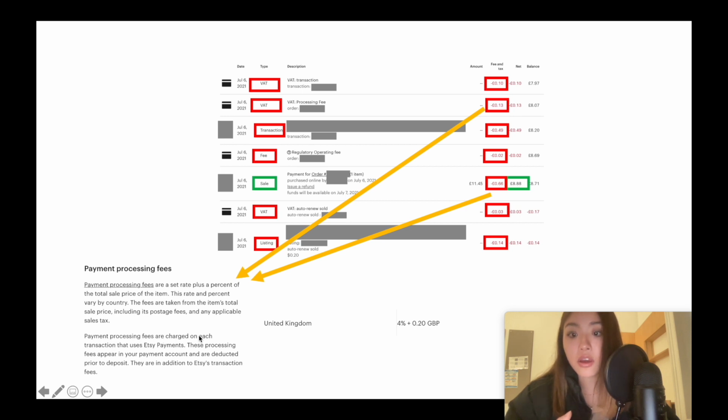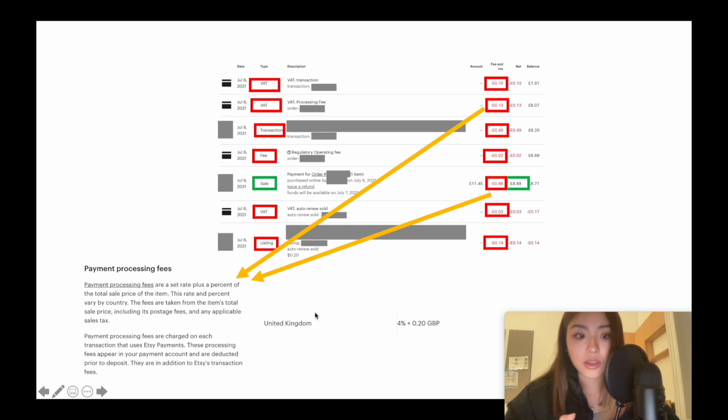Payment processing fees are charged on each transaction that uses Etsy payments. These processing fees appear in your payment account, deducted prior to deposit, in addition to transaction fees, which we'll talk about later. So these are fees that you have to pay for processing on Etsy. And if you have delivery, which I don't, I just have free delivery here, but if you've included delivery, then this will be the same for your delivery.